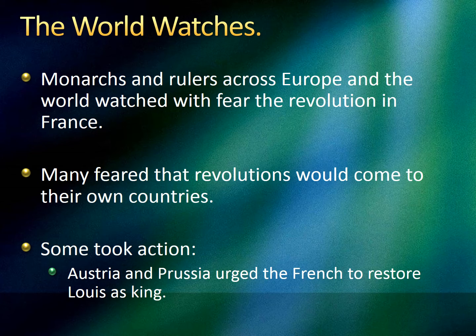All right. So the world watches. As the French Revolution was going on in Europe at this time, and in France especially, monarchs and rulers across Europe and the world watched with fear the revolution going on in France. Many feared that revolutions would come to their own countries. Now, some countries are going to take action, such as Austria and Prussia, who urged the French to restore Louis as king.